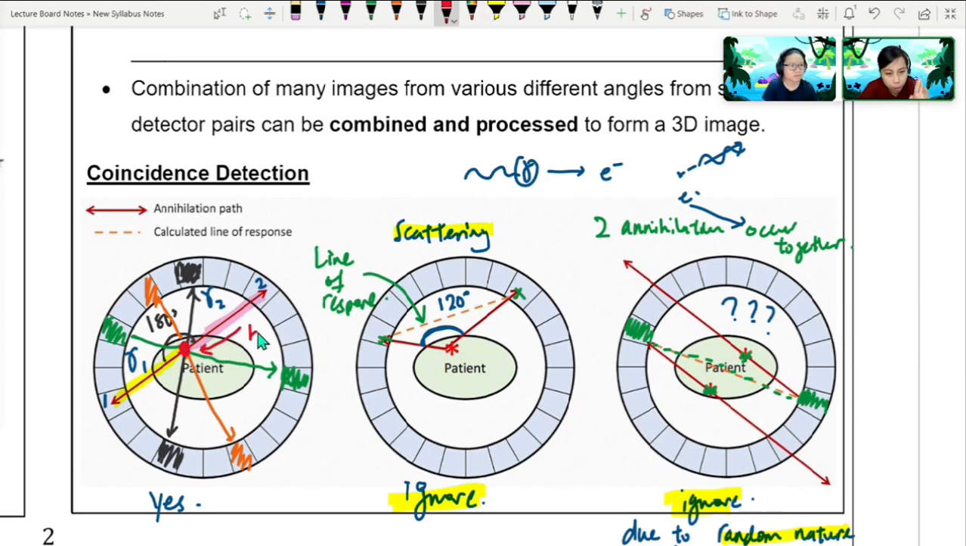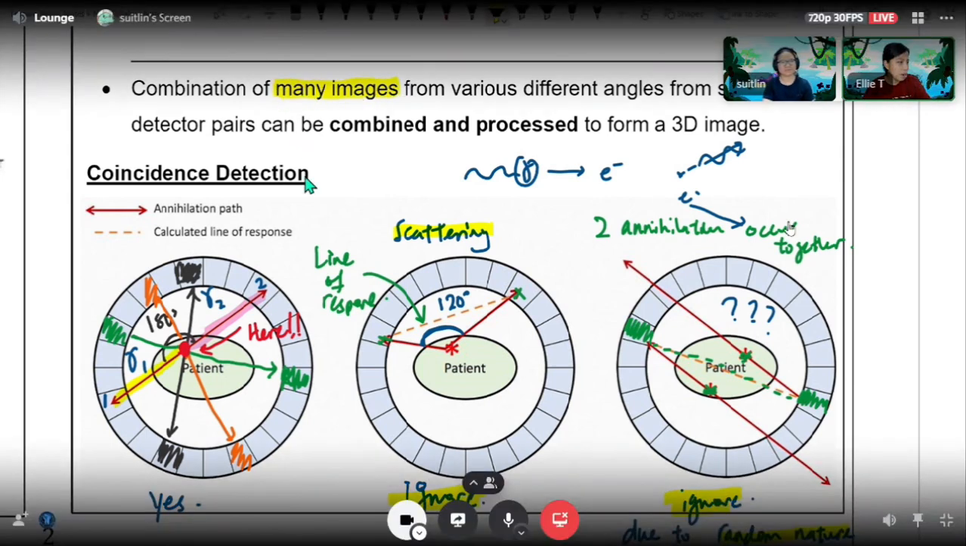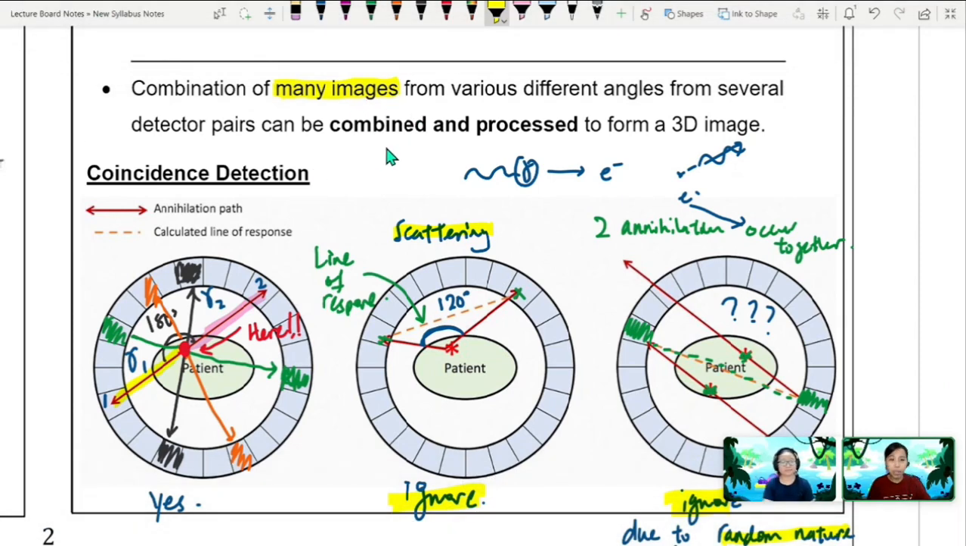Here, I don't know how many lines already. That is for one spot, but your brain is big. There are many spots in the brain, so we have to analyze many, many points across the entire body. There's a combination of many images from different angles, different pairs, different locations, all combined to form a 3D image. You can form a 3D image if you want to, then we can rotate and view at different angles.